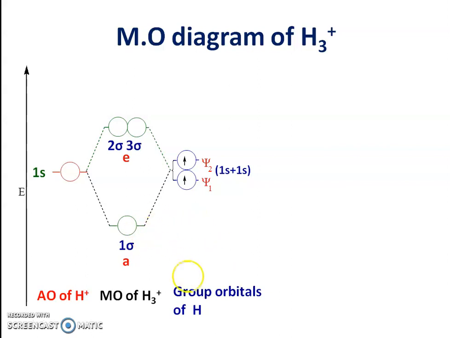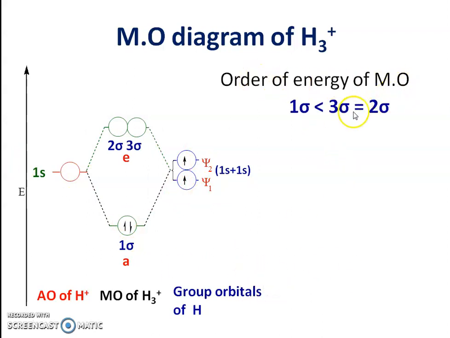You know, in the group orbitals, each group orbital contains 1 electron, and in the atomic orbital of H plus there is no electron. In this way, in the 1 sigma molecular orbital there are 2 electrons, which come from these 2 group orbitals, and this is the molecular orbital diagram for H3 plus.